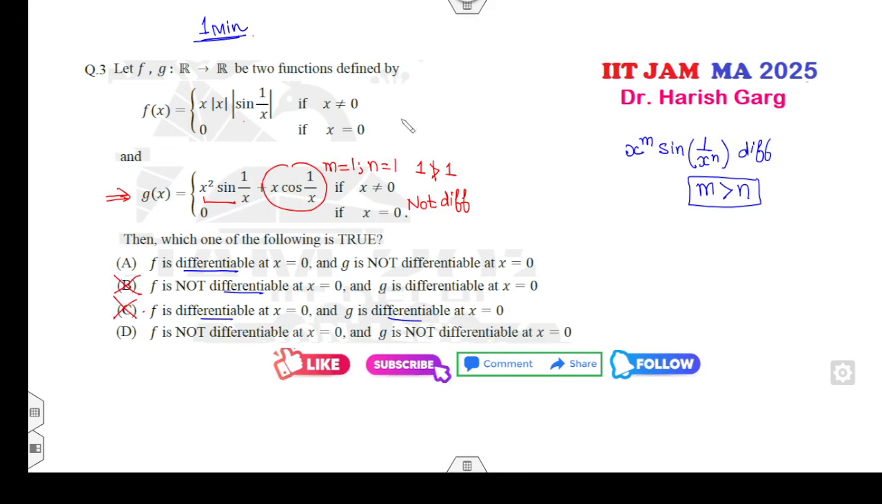Fine. Now look at that. x is not equal to 0. That means either x is positive or x is negative. So firstly, I can assume x is positive. Then what is f? Mod of x is x, so f is x square sine of 1 over x. What will happen if x is negative? Then mod of x will be minus x.